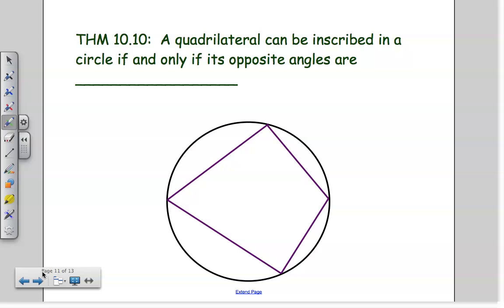Alright, this is a really cool theorem here. A quadrilateral can be inscribed in a circle if and only if its opposite angles are blank. So I have a quadrilateral inscribed in the circle, and I'm talking about the opposite angles. So I'll mark these opposite angles in red, how about? There's got to be something special happening with these angles.